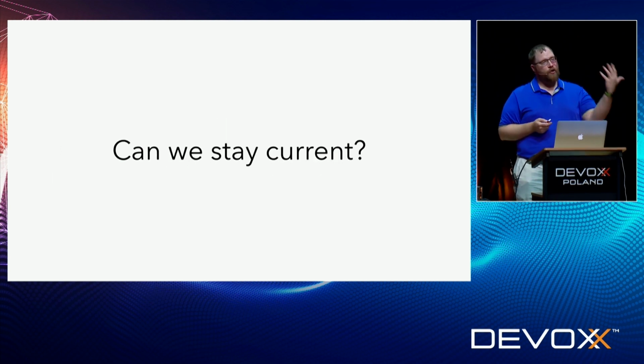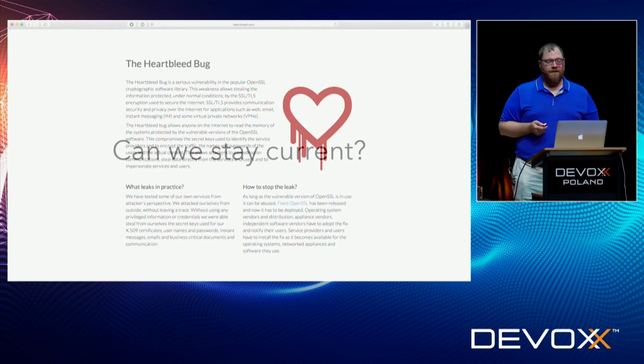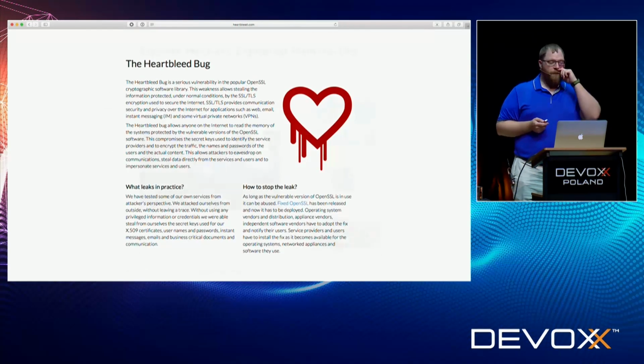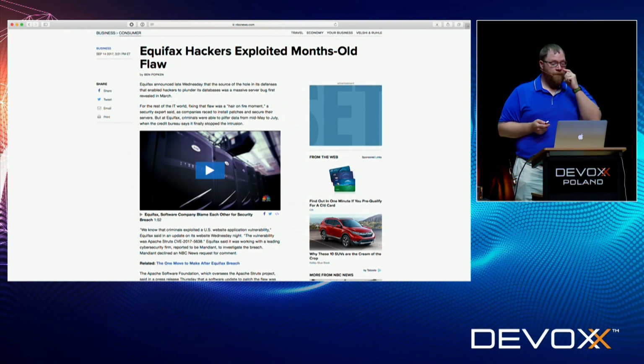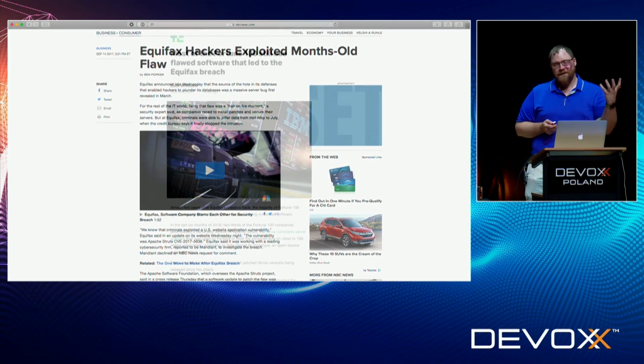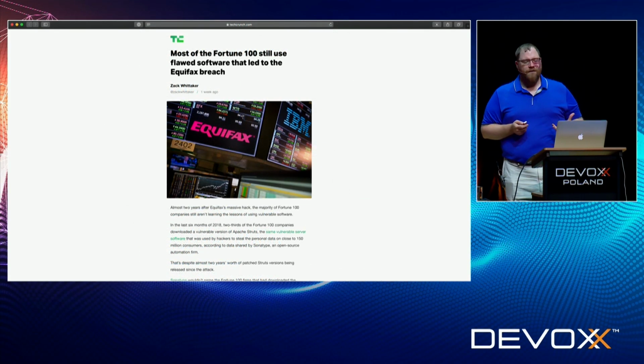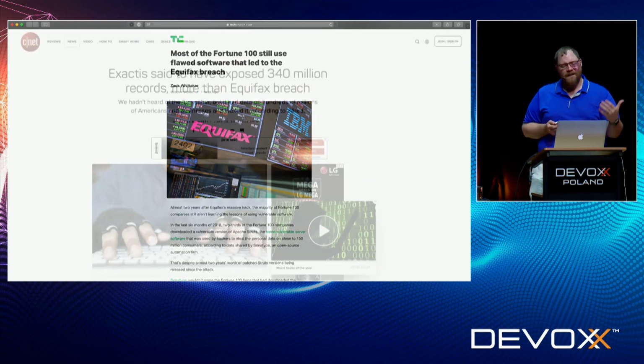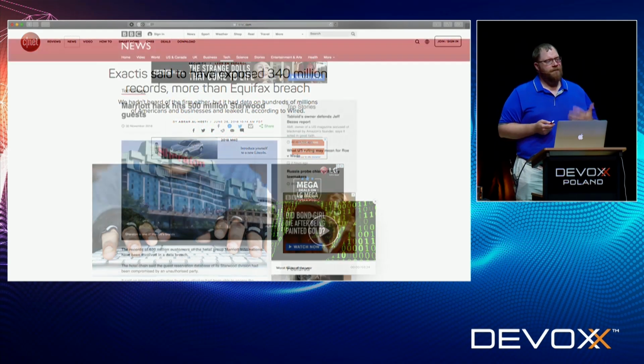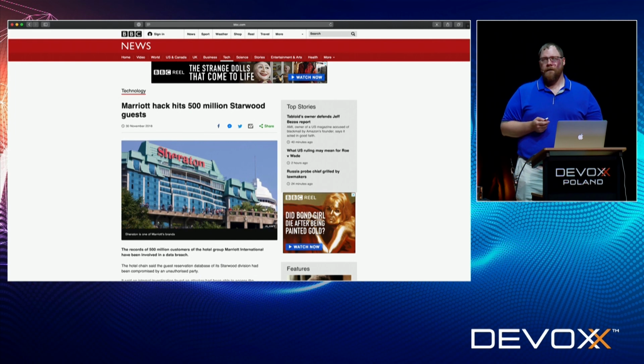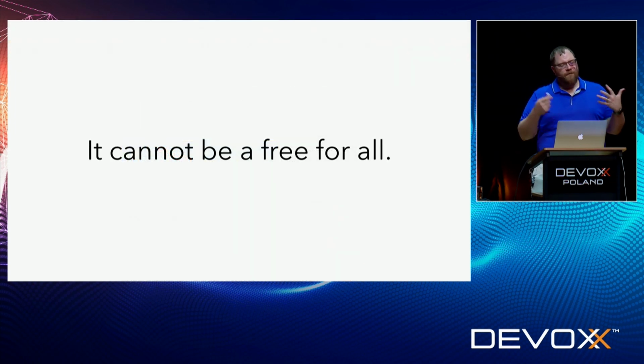And you have to think about currency. Currency matters today. The Equifax hack got a lot of people's attention. And amazingly enough, that software is still widely used. But these hacks are getting bigger and bigger and bigger. So it can't be a free-for-all. You're going to need some guardrails.